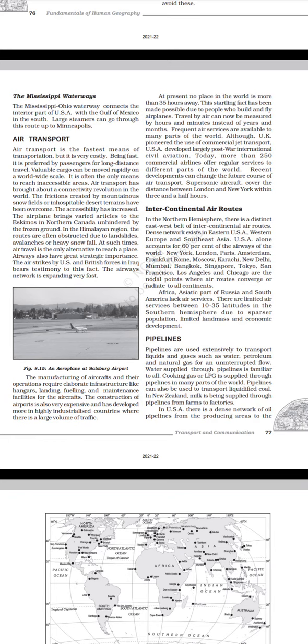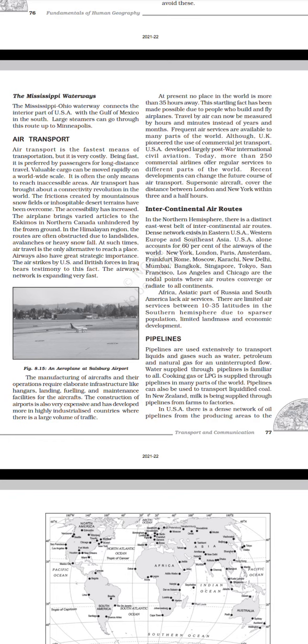Travel by air can now be measured by hours and minutes instead of years and months. Frequent air services are available to many parts of the world. Although UK pioneered the use of commercial jet transport, USA developed largely post-war international civil aviation. Today, more than 250 commercial airlines offer regular services to different parts of the world. Recent developments can change the future course of air transport. Supersonic aircraft cover the distance between London and New York within 3.5 hours.